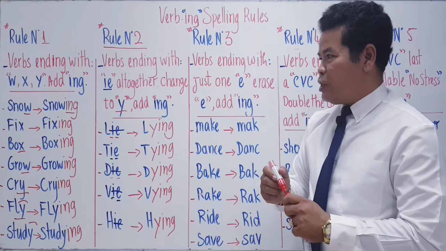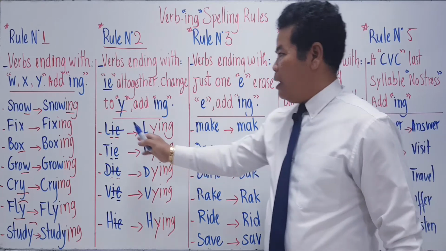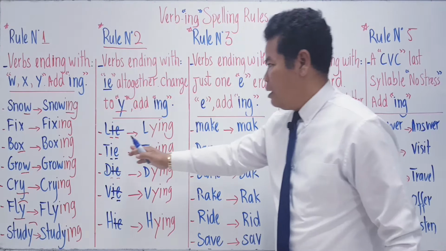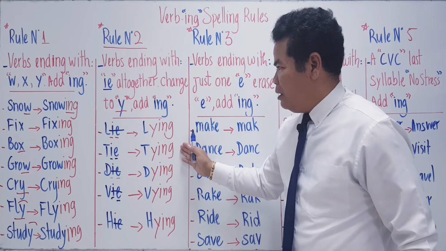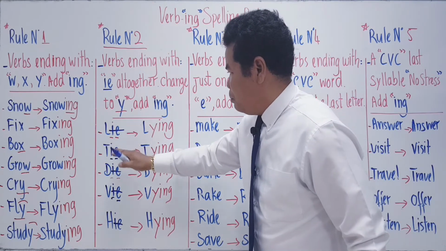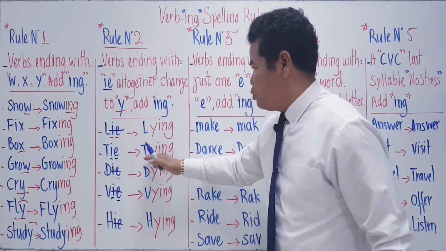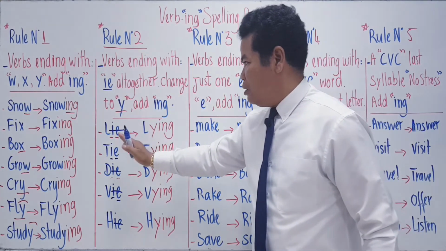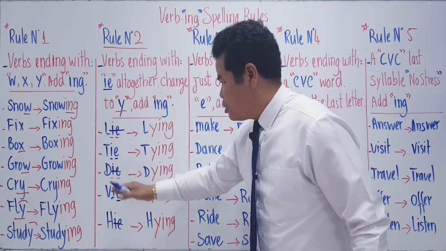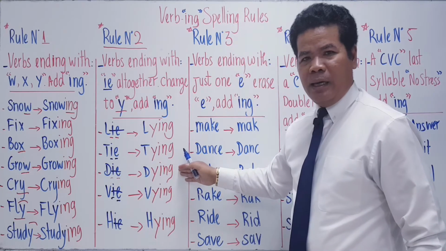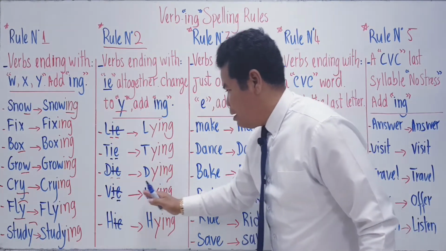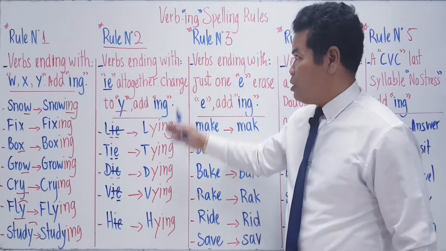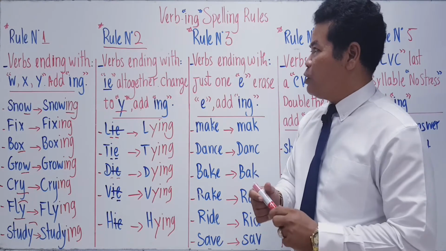The pronunciation is still the same as the infinitive. Lie, lying. Sounds the same. Tie, tying. It doesn't mean that from the verb tie we go to teeing. No, it's still tying. The same sound as the infinitive, alright? So, die, dying. Vie, vying. Okay, so this is the end of rule number 2.